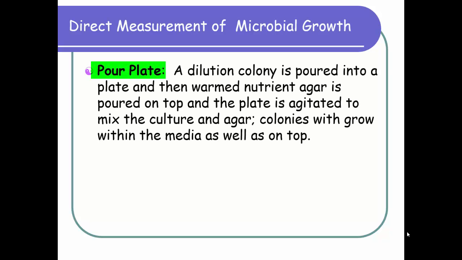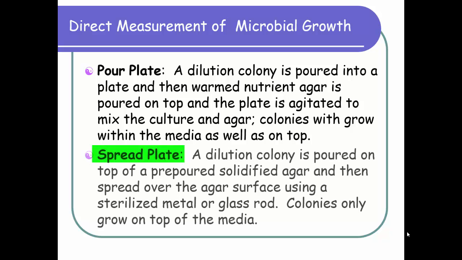A pour plate is a dilution colony that is poured into the plate and then warmed nutrient agar, just ready to solidify, is poured on top, and the plate is agitated to mix the culture and the agar. This will distribute the bacteria throughout the media plate, and colonies will grow within the media as well as on top. A spread plate is a dilution colony that is poured on the top of a pre-poured solidified agar and then spread over the agar surface, distributing the bacteria equally using a sterilized metal or glass rod. The colonies only grow on top of the media.